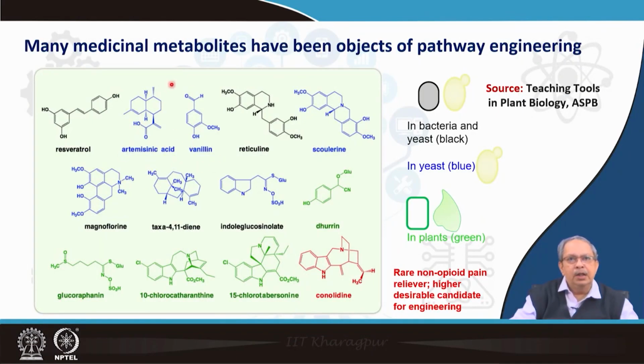Here, many medicinal metabolites have been the object of pathway engineering, for example, in bacteria and yeast. So, these products can be produced in the bacterial system by appropriate expression of the target genes. Similarly, some of the products can also be produced in plants by appropriately targeting genes. This is basically to show the range of compounds which can be produced either in bacteria, in plants, or in microorganisms.